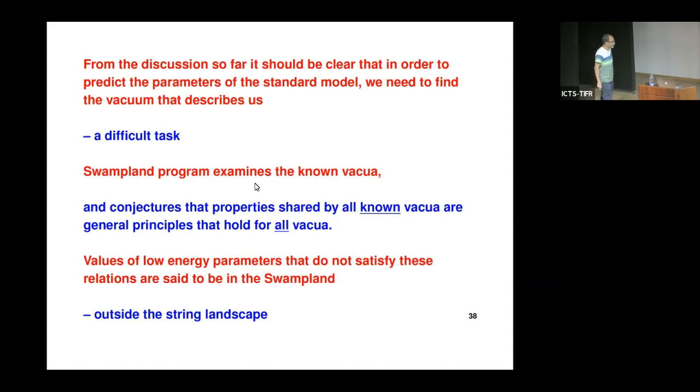So if we can identify what the various swampland criteria are, then at least we can say that the standard model vacua should not be in the swampland. That's the prediction that we can try to make. It's a constraint on what kind of values the standard model parameters should take, and then you can check with what you know.